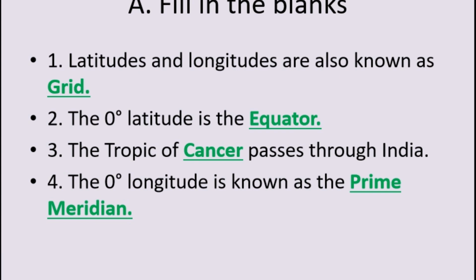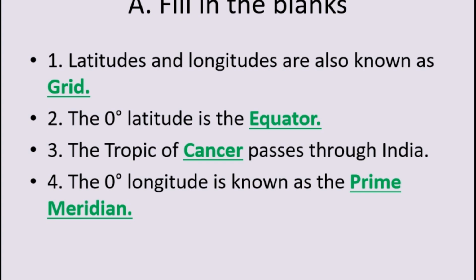So latitudes and longitudes are also known as grid. So we had seen those lines which were going from north to south and east to west. So that is creating a grid. So those lines are longitudes and latitudes, and collectively it is called as grid.